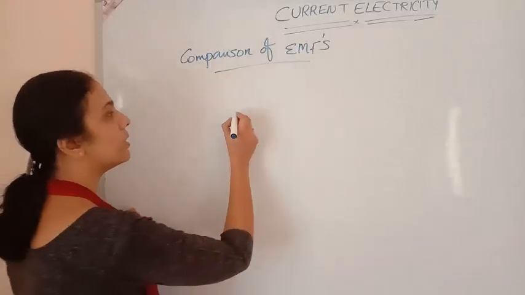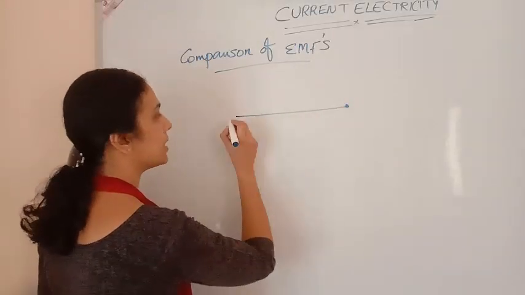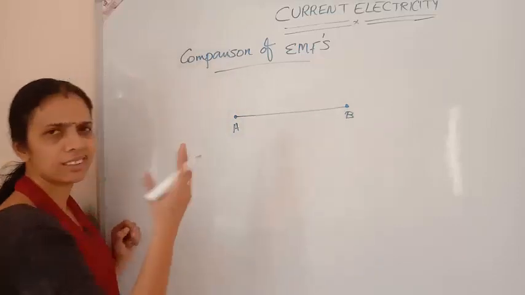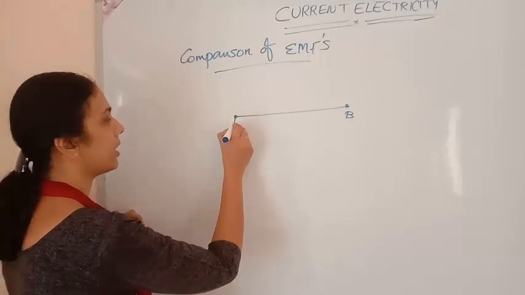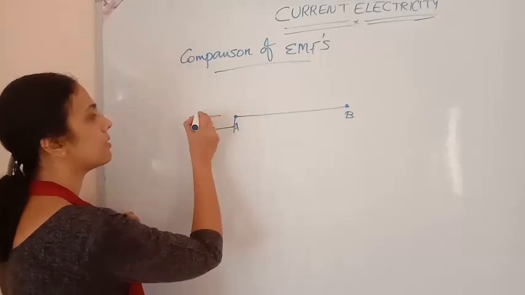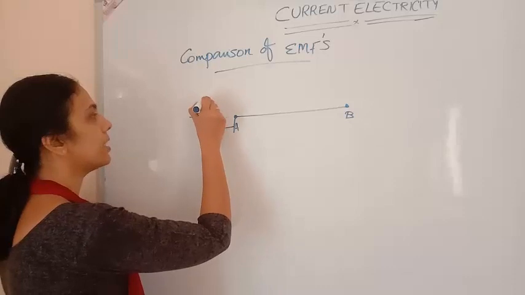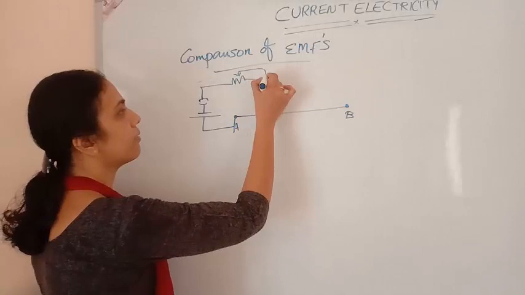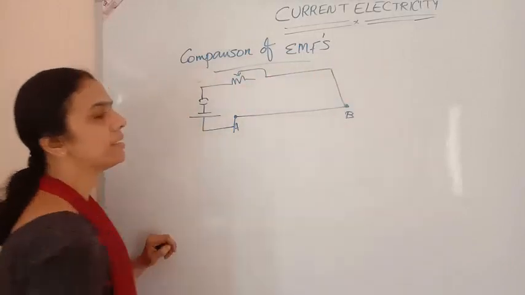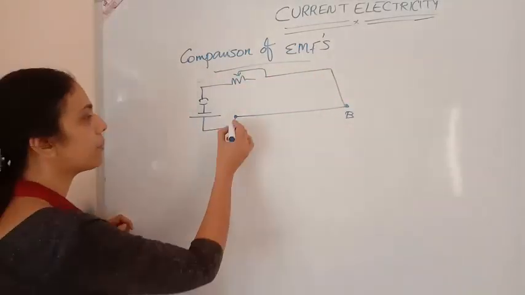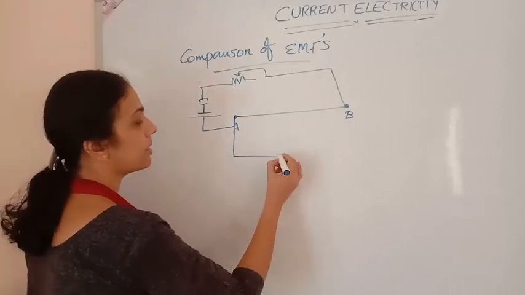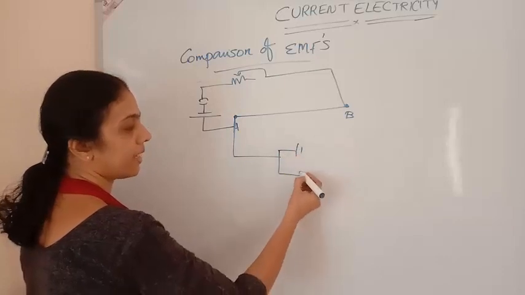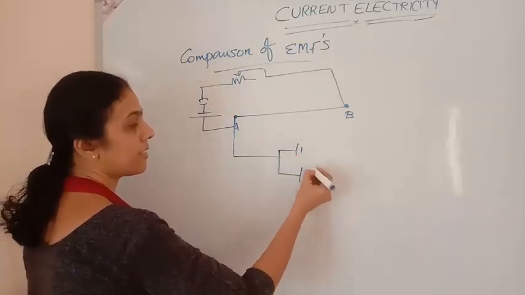So here is a potentiometer which I am showing, AB. Many turns you can show, that depends. From A we can connect the positive terminal, negative terminal, and key. A rheostat will be connected, and from there we connect to the end B. And from A itself I am connecting two cells. This is positive and this is negative. Here it is positive, here it is negative.